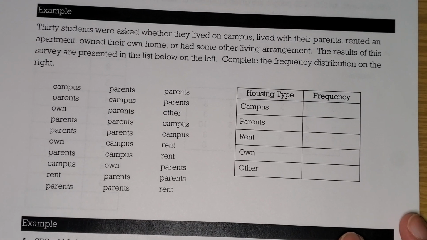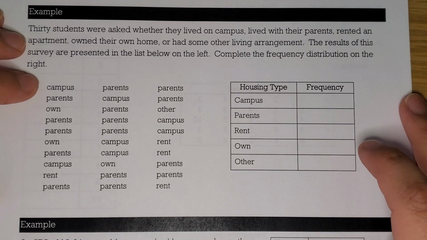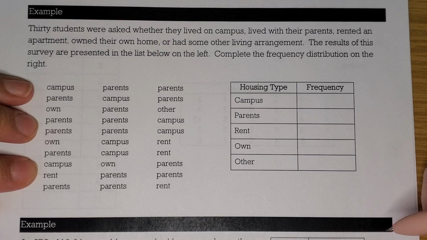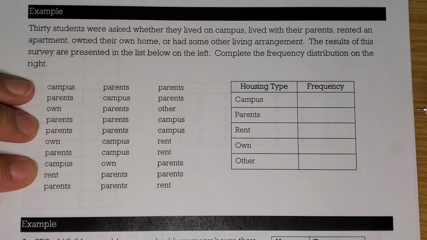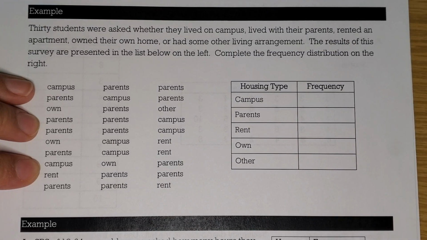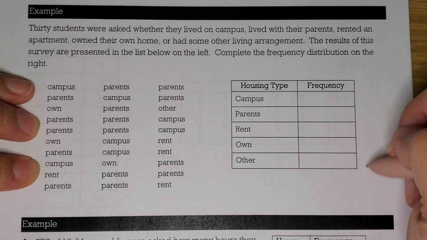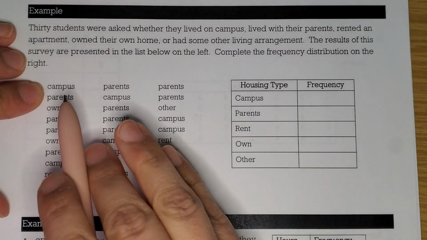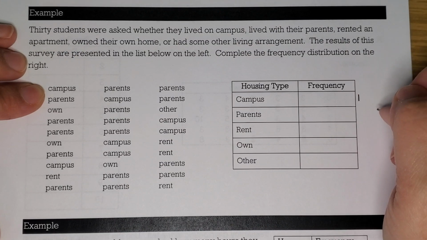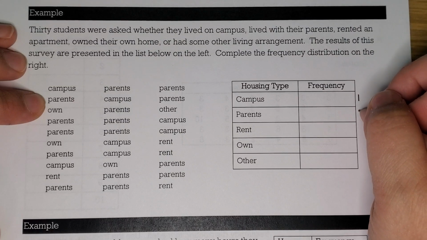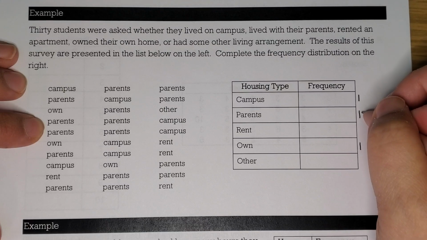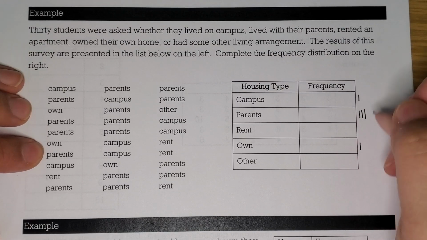One way to go through this is to just go through the list and create tally marks on the outside of your frequency distribution. This is like scratch work, so you could use a pencil, or scrap paper, or off on the side. I do not put the tally marks in these boxes, just keep it outside. Here the first word is campus, so I'm going to put a little line next to campus. And then I have parents, so I put a little line next to parents. Own. Then I have two more parents. And I'm just going to keep going through this list.